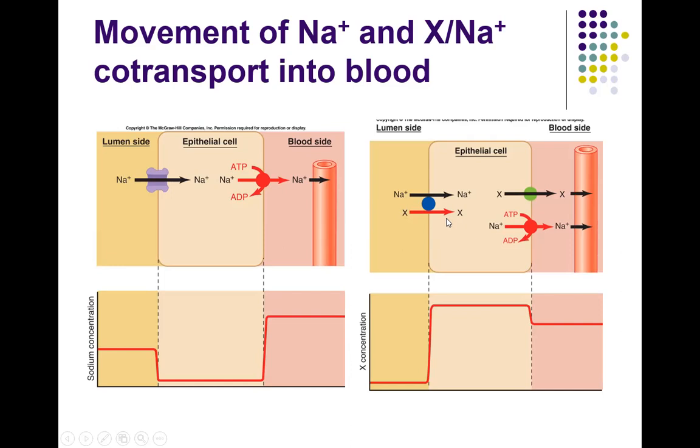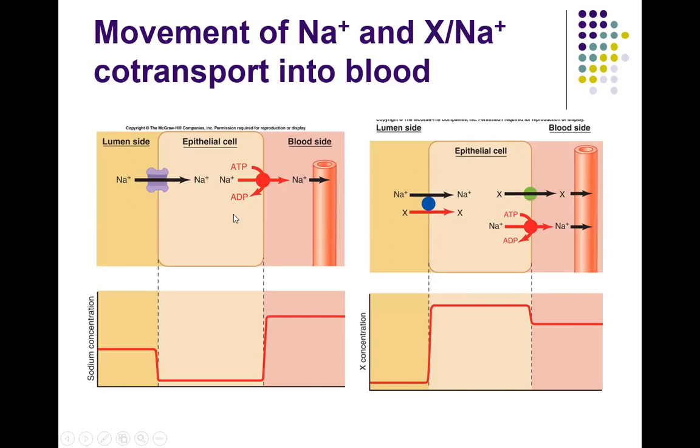Then we can see here that the ATP, the sodium potassium pump was used to pump the sodium back outside of the cell here. And then our substance X, like glucose, could follow its concentration gradient to get into the bloodstream there.